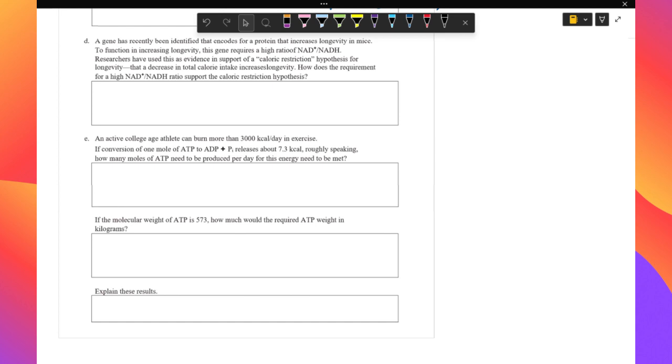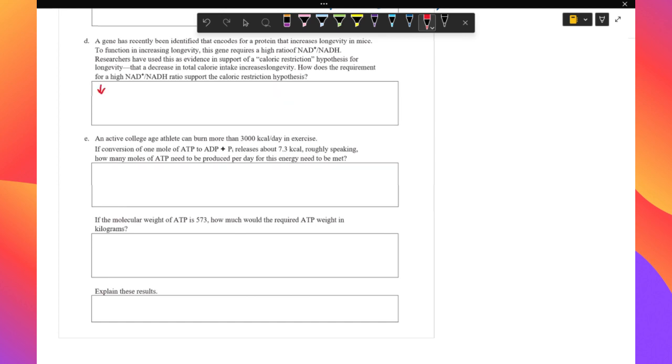So a decrease in calorie intake will decrease the rate of glycolysis and the Krebs cycle, basically by limiting the reactants available for those processes to occur, right? So over a 24-hour period, there will be less NADH produced by glycolysis and the Krebs cycle, and the NAD+ to NADH ratio will increase. All right, so let's write this out.